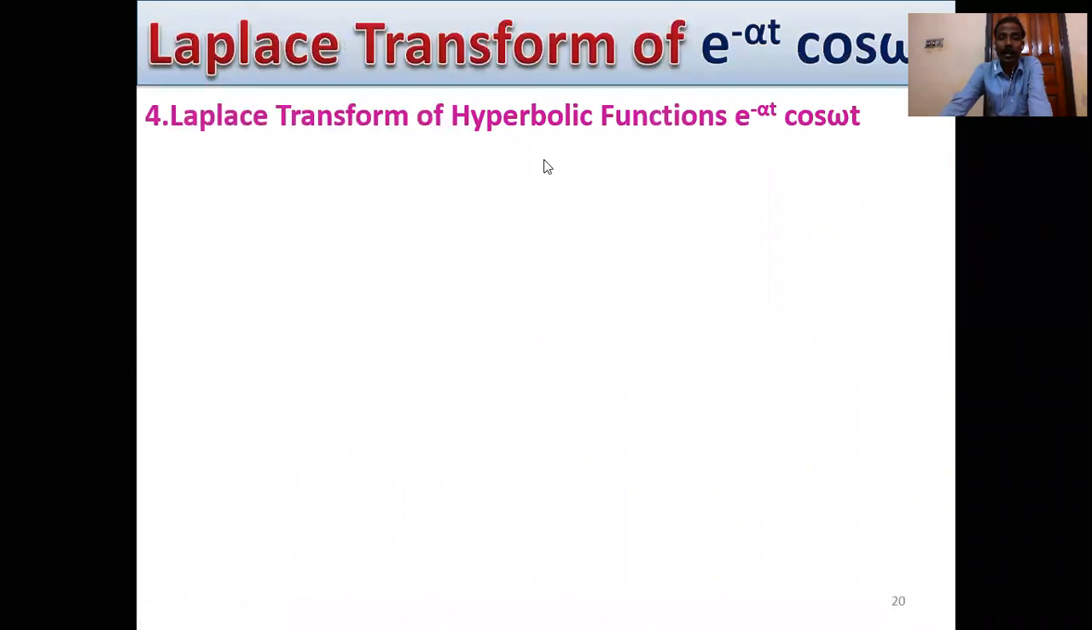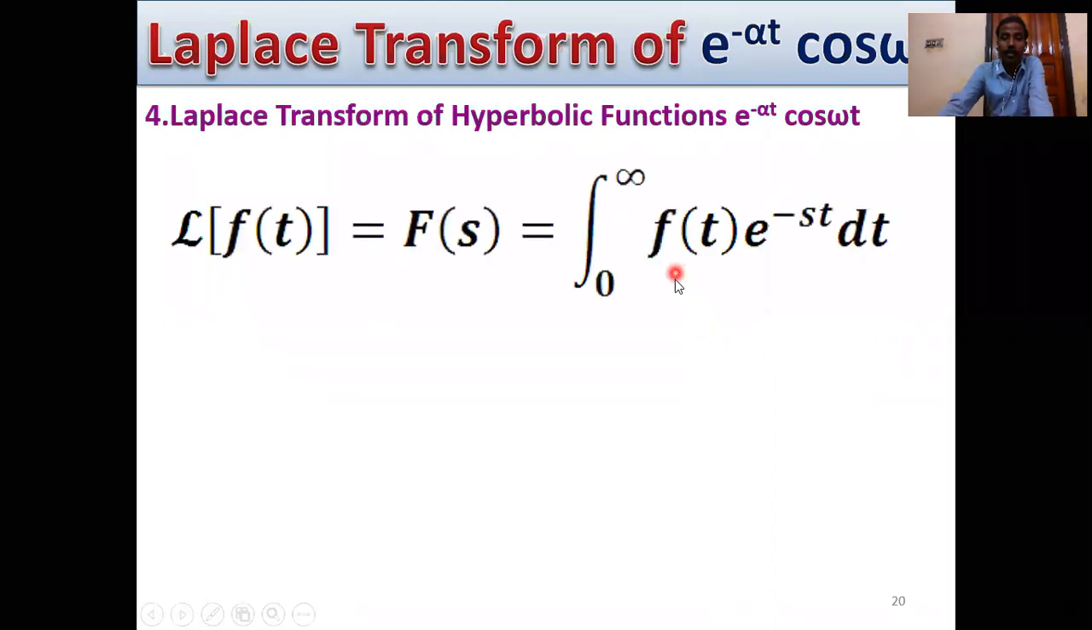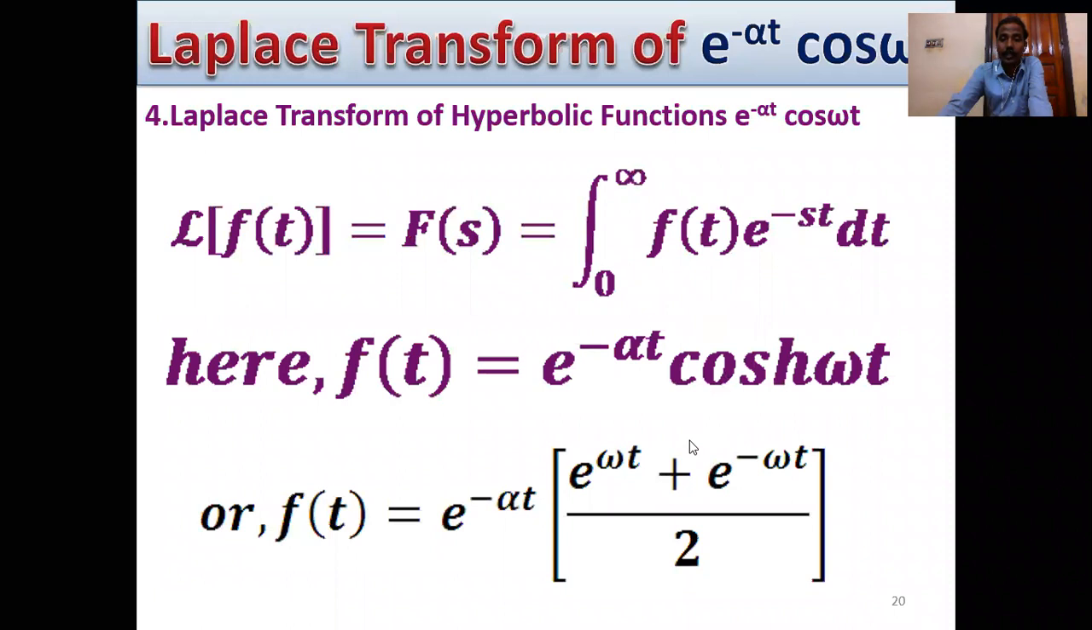Then another function, e to the power minus alpha t cos h omega t. Just put here f of t equals e to the power minus alpha t cos h omega t. Then cos h omega t equals e to the power omega t plus e to the power minus omega t, divided by 2. And then multiply this function into this function.